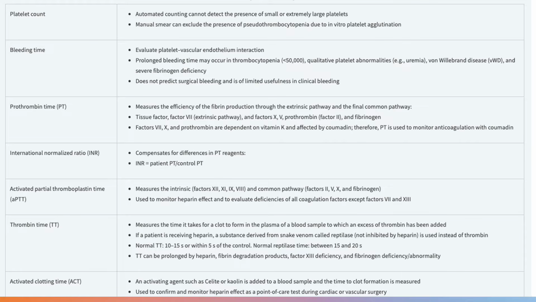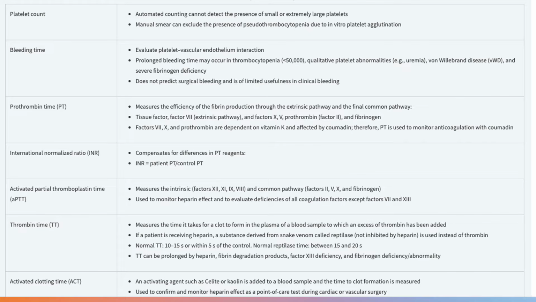Thrombin time measures the time it takes for a clot to form in the plasma of a blood sample to which an excess of thrombin has been added. If a patient is receiving heparin, a substance derived from snake venom called reptilase, which is not inhibited by heparin, is used instead of thrombin. Normal thrombin time is 10 to 15 seconds or within 5 seconds of the control.